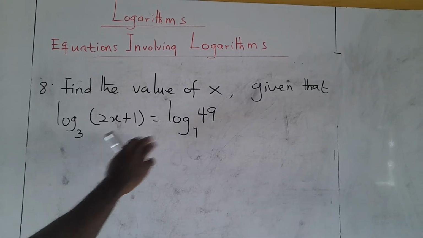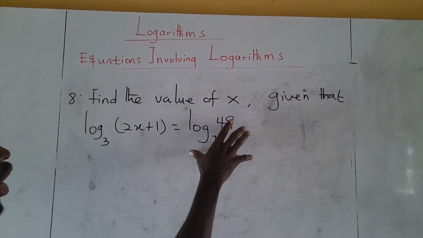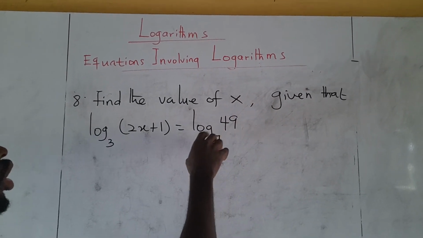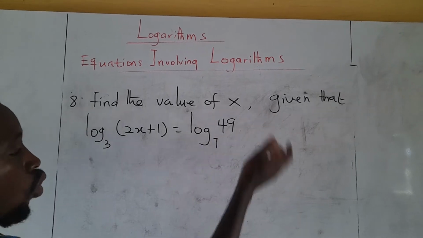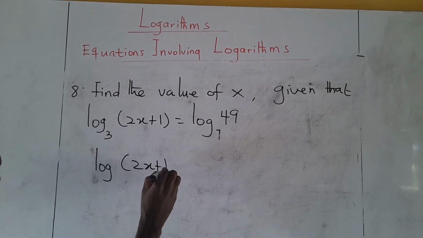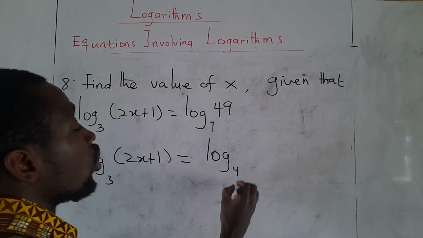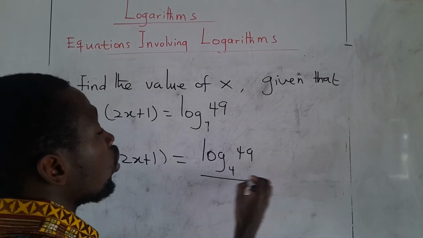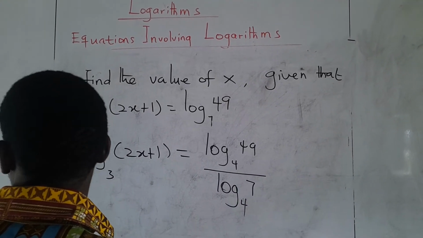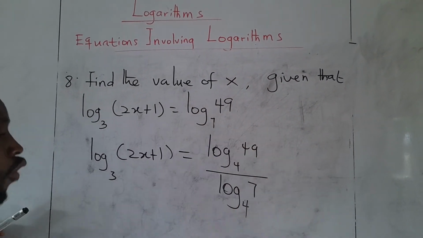So we can change any of the logs by introducing another log with a different base. I can change either this side or this side. I want to change this side, so I can introduce a log of base, maybe 4. So log 2x plus 1 base 3 will be equal to, when we introduce that base, log 49 base 4 over log 7 base 4. So we change the base. This is a change of base.